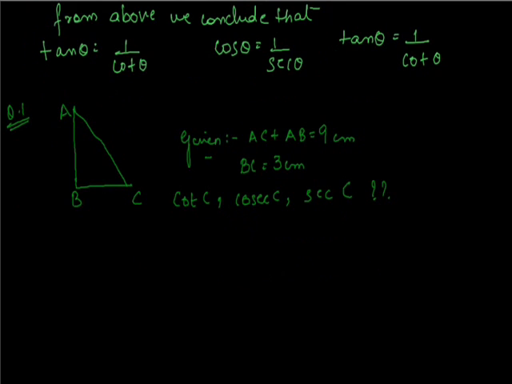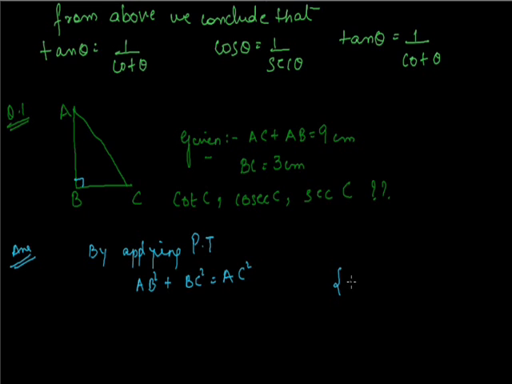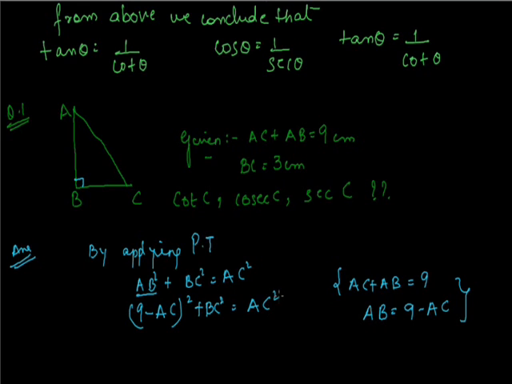Now proceeding towards the answer. As this is a right angle triangle, I can put forward Pythagoras theorem. By applying Pythagoras theorem, it is AB square plus BC square becomes AC square. As I know that AC plus AB is equal to 9, so our AB becomes 9 minus AC. I will put this value in AB, so it will be (9 minus AC) whole square plus BC square is equal to AC square.